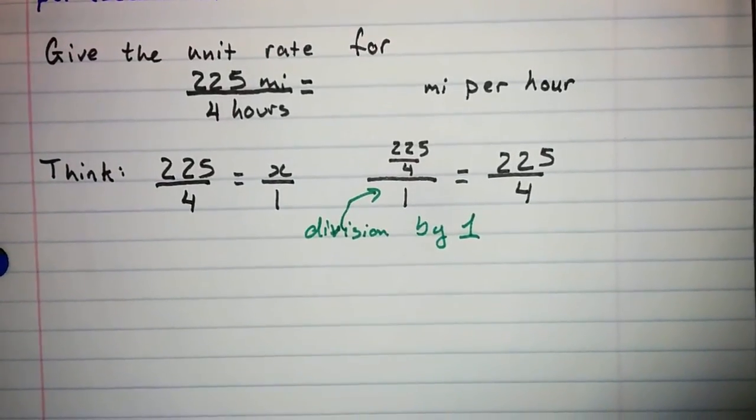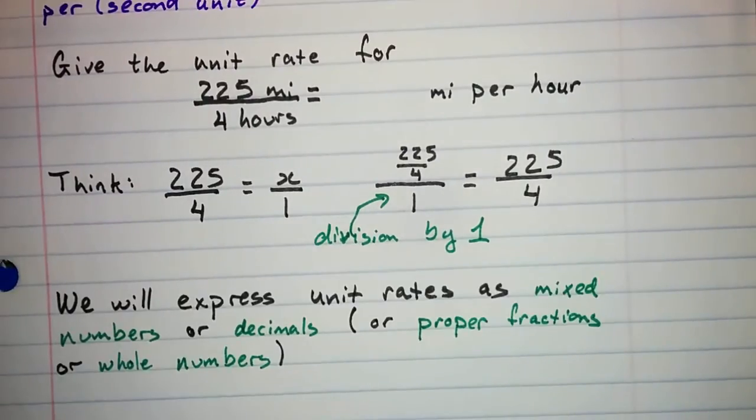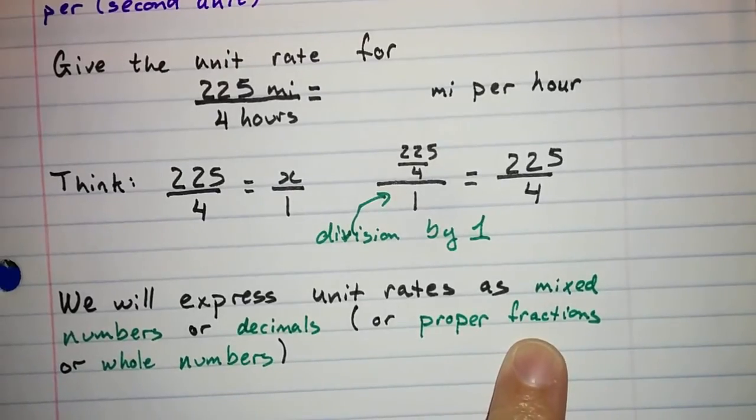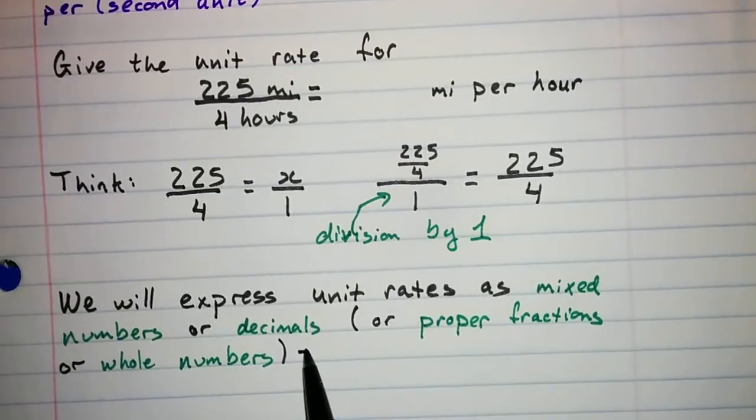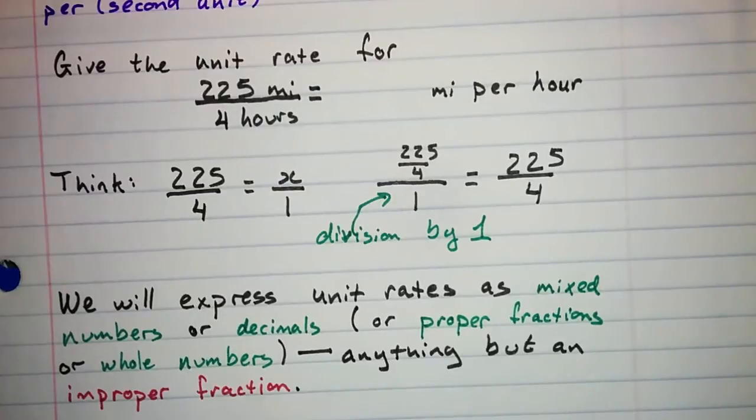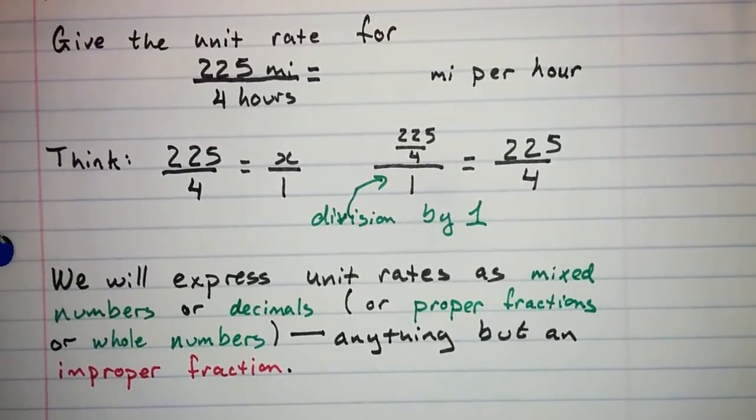Okay, maybe we want to get a little bit fancier than that. Maybe we don't want to just give 225 fourths as our answer. And we don't. We'll express unit rates as mixed numbers or decimals, or proper fractions if it happens to be a proper fraction, or whole numbers if it happens to be a whole number. Basically, we'll express unit rates as anything but an improper fraction. Why? Because if we want to look at a unit rate, we're looking for things like information about the whole number part that an improper fraction doesn't give us. One of the things that we're going to want out of unit rates is to be able to compare them.